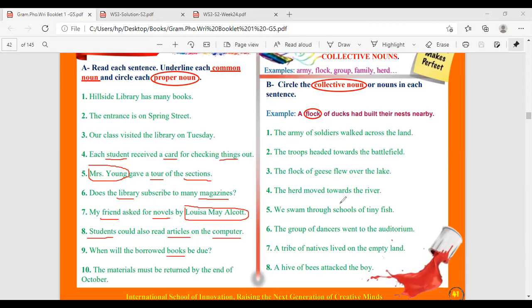Okay, Rena, the last one. The materials must be returned by the end of October. Materials, are they proper nouns? Are they specific? No, they are common. Okay, common noun. And I still have October as a proper noun.